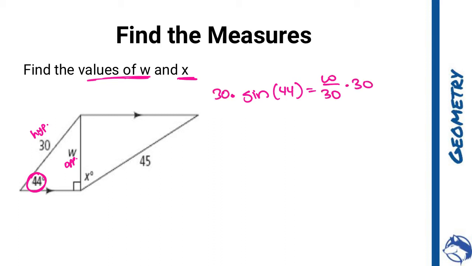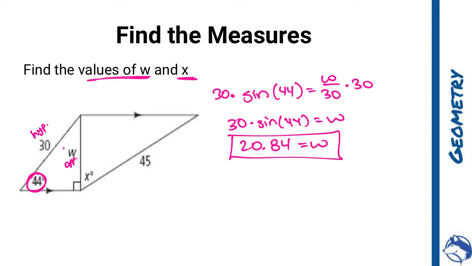So multiply by 30 on both sides, and I get 30 times the sine of 44 is equal to my w. So I plug this into a calculator, 30 sine of 44, and I get 20.84 is equal to my w. So what I do is I like to write this in 20.84. So that way when I look at my next triangle that I'm going to do in green here, I can see what's going on.